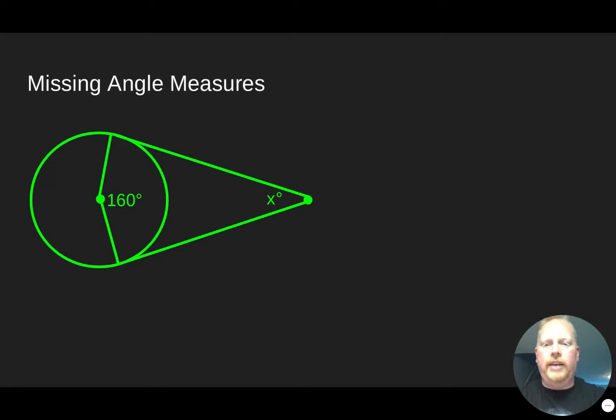So here we have a diagram. We have a circle and it has two tangents. I've got a tangent up here and a tangent down there. Now, the key thing we just talked about was that when you have a tangent to a circle, it makes right angles. So here we have two right angles, and that's going to help us a lot in finding x. I've got two right angles, I've got a 160, and so how can I figure out what x is?